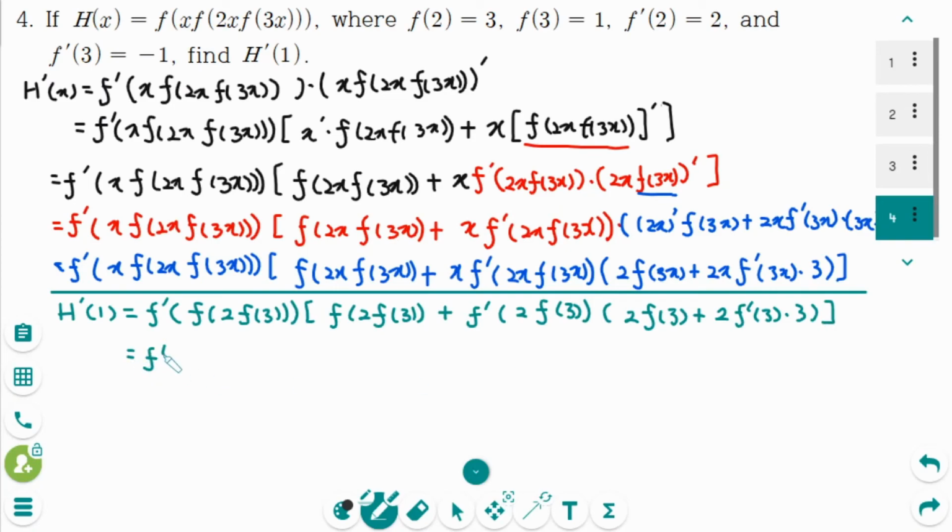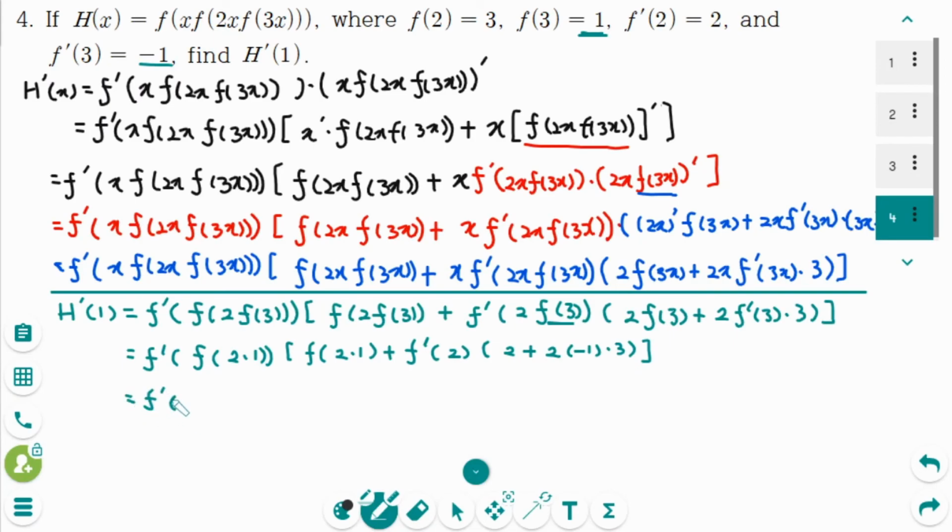Then f prime of 2 times f of 3 equals 1 times f of 2 times f of 3 equals 1 plus f prime of 2 times 1, which is 2, times 2 times f of 3 equals 1, plus 2 times f prime of 3 equals minus 1, times 3.